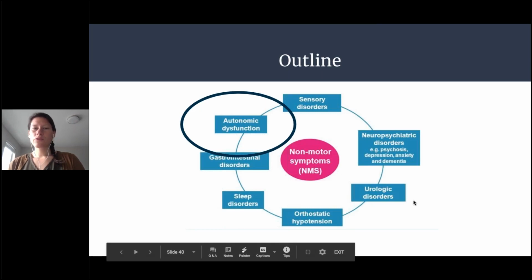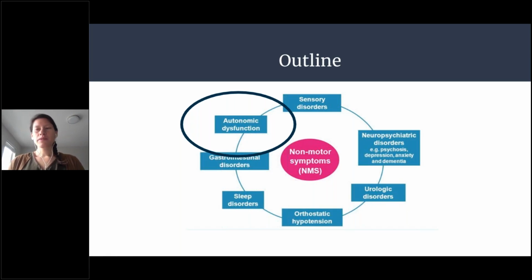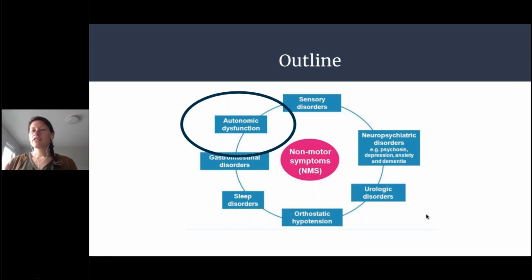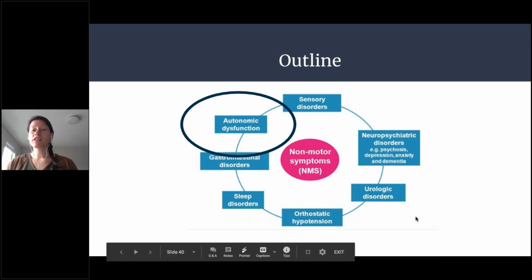All right, now we're gonna switch from sleep over to some autonomic issues. So your nervous system is comprised of multiple parts, and one part is your autonomic nervous system, and that controls the things that we don't even think about that are happening in our body all the time, like your heart rate control, your blood pressure control, your digestion, all those things that your body just does automatically.